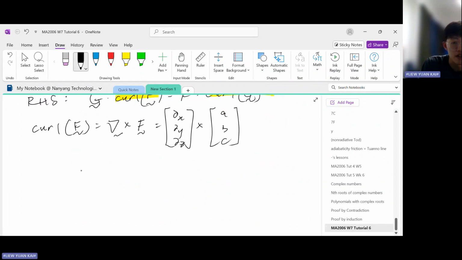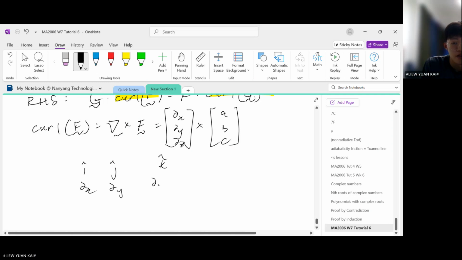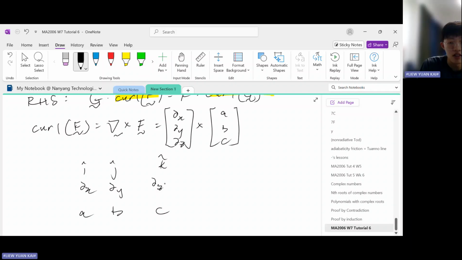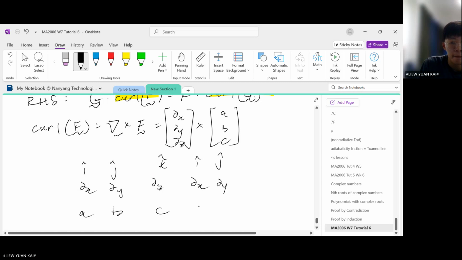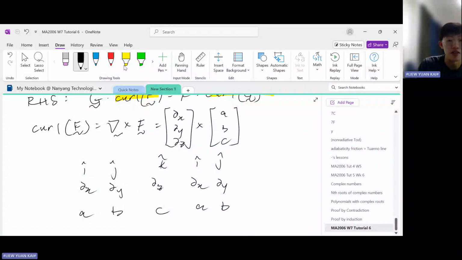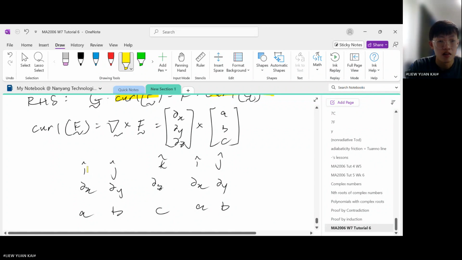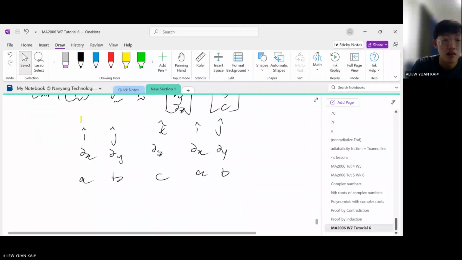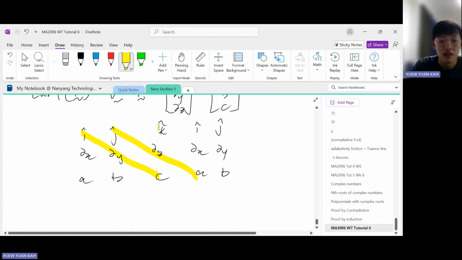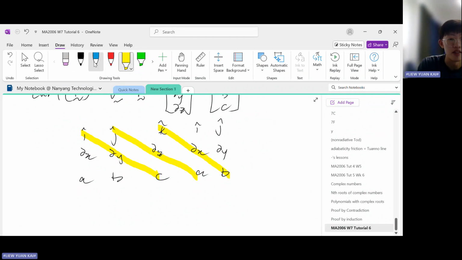Now, to find the cross product, we need to find the determinant of this structure. Okay, so to find the determinant of this structure, let's use the crisscross method. So copy the first two columns. Okay, now we need to do crisscross. So this, this, this. Okay, how do we interpret this?